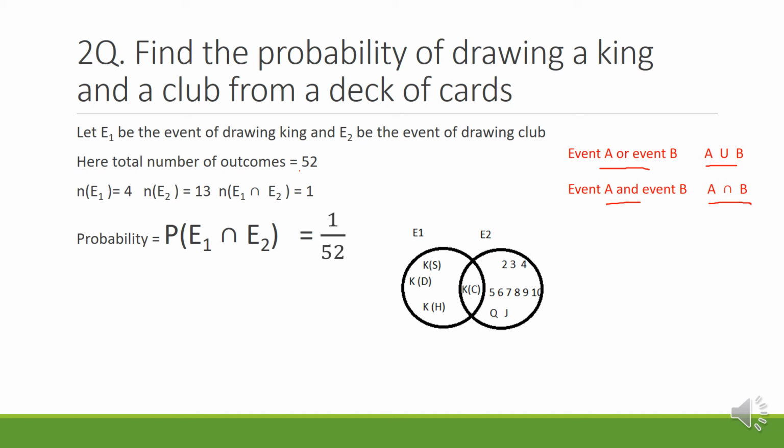Here they are asking a king and a club, so we have to do intersection. The number of outcomes favorable for E1 is 4, and favorable for E2, that is the number of clubs, is 13. So n of E2 will be 13. n of E1 intersection E2 is 1, as there is only one thing in common between E1 and E2, that is the king of clubs. So the probability P of E1 intersection E2 is equal to 1 by 52.